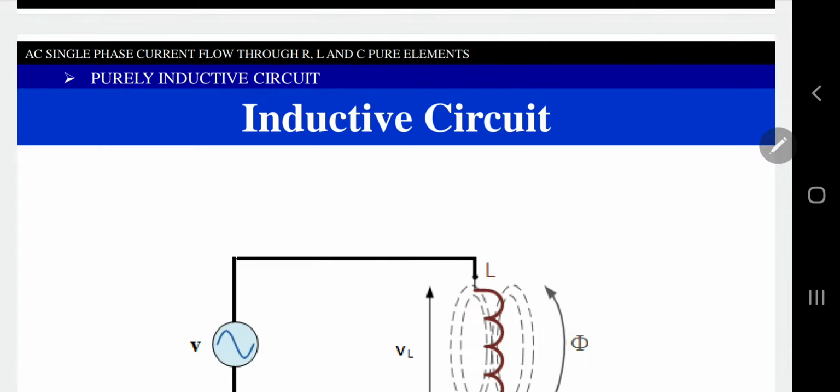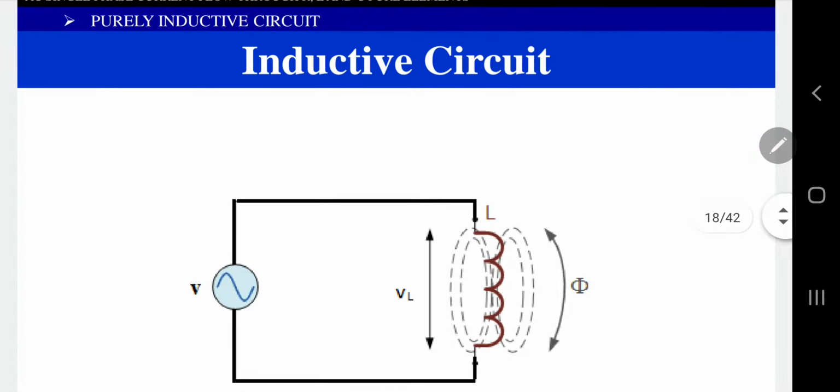Hi friends, we are going into a new class today, and in this class we are going to study a purely inductive circuit and how AC current flows in it. So I would like to remind you what all things we have to analyze. In a purely inductive circuit also, we have to find the voltage across the inductor and the current through the inductor, and by analyzing those equations we can identify the phase difference and use that to analyze the whole circuit.